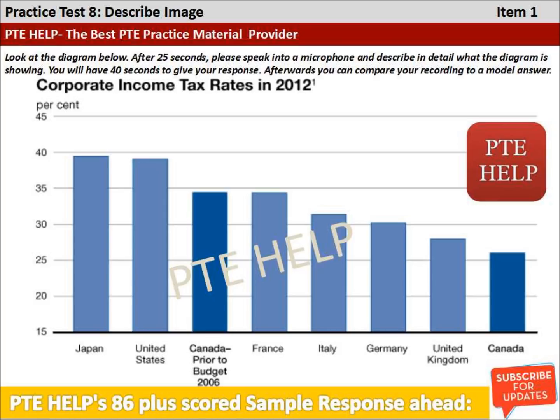At first glance, it can be observed that the tax rates of Japan and United Kingdom were approximately 40%. In France, it was slightly less than 35%, but more than Italy, Germany and UK. In Canada, the tax rates dropped from 34% to 26% in the 6 years.